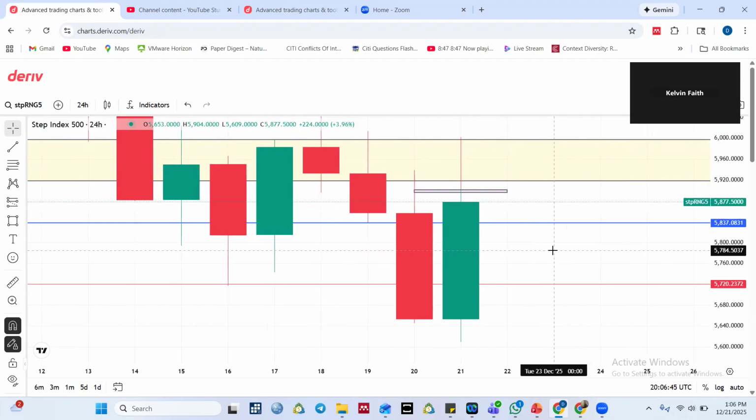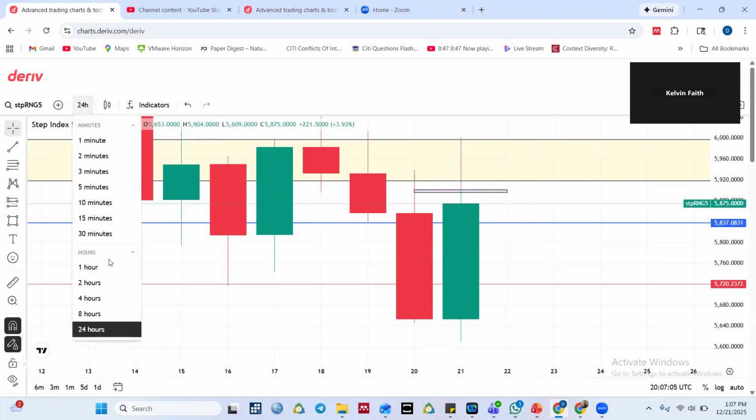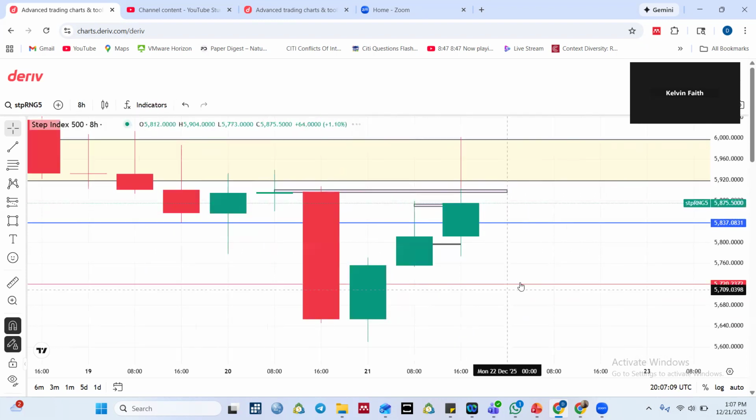And how many hours do we have for today's candle to finish? We have about 1, 2, 3, 4, 5. We have about 4 hours more. So we still need another 1 hour, 4 hour candle to open and close before today's candle will finally end or close.